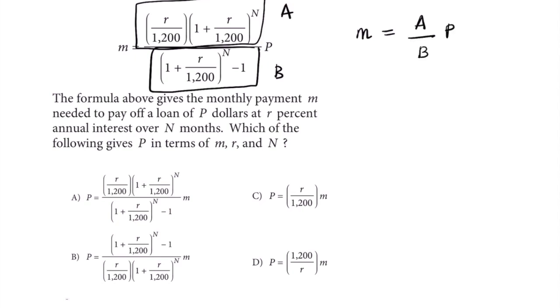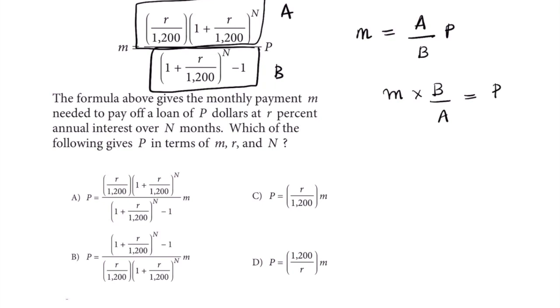Now I have to reverse it, that is, I have to find P in terms of A, B and N. So M times B by A gives P.